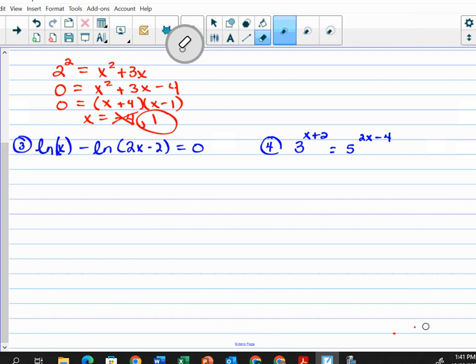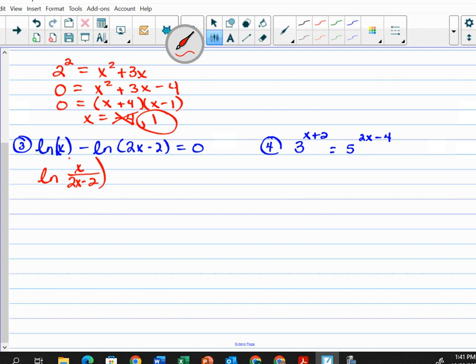All right. Third one. Again, we have to condense first, but what does the subtraction sign mean? Divide. So this is really natural log of x over 2x minus 2 equals 0. Again then, rewrite it as an exponential, but what's our base this time? E. So this is really e to the 0 equals x over 2x minus 2. What is e to the 0? 1, okay. And how do I get that 2x minus 2 out of the denominator?